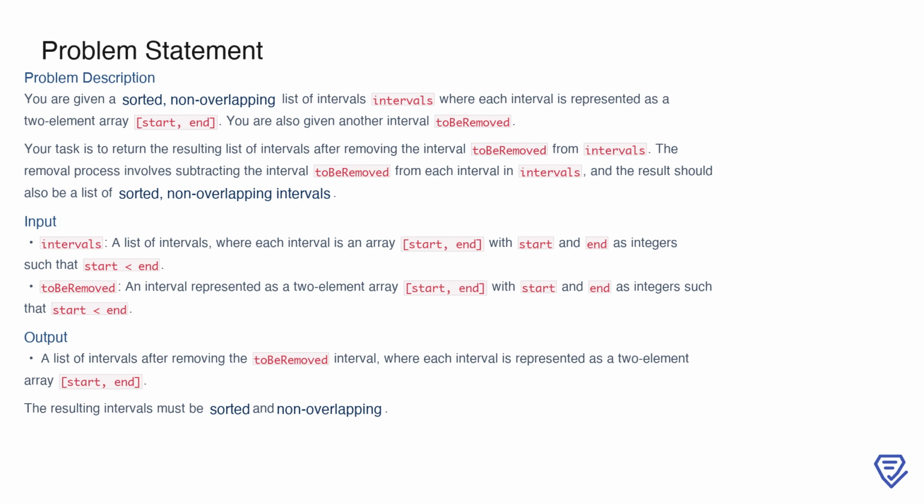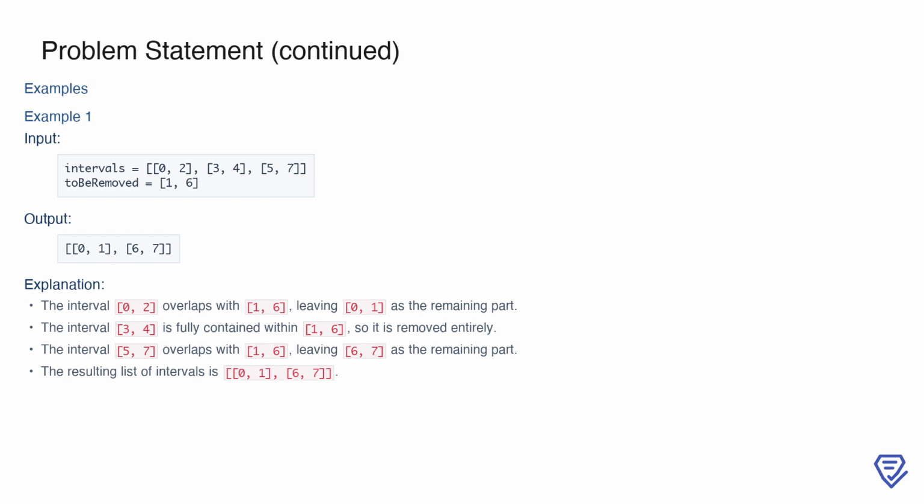This process involves subtracting the interval to be removed from each interval in the list. The input consists of the list of intervals and the interval to be removed, while the output is the updated list of intervals after performing the removal. Let's look at an example to understand the problem more clearly.